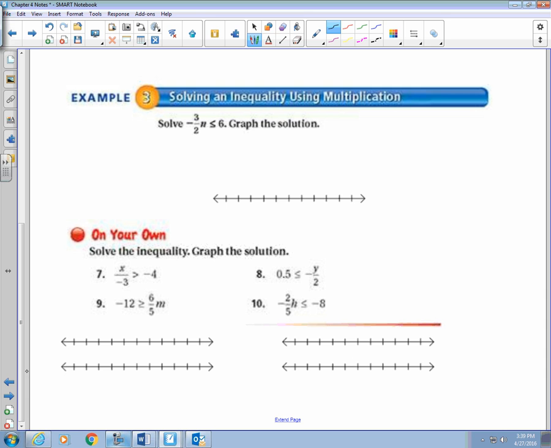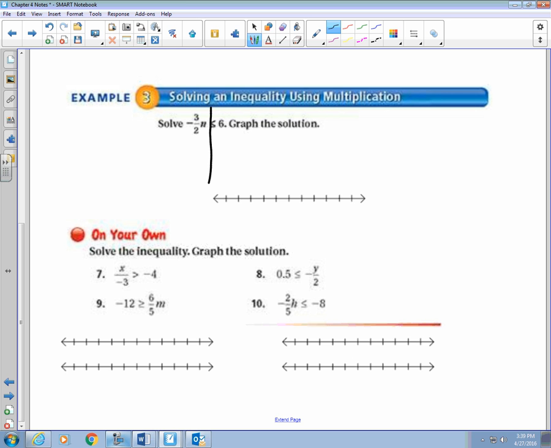Okay, so let's take a look at some examples of that, and it might make more sense to you. So solving an inequality using multiplication first. So let's solve -3/2 times n is less than or equal to 6. I'm going to be honest with you, the problem that we're looking at here for our purposes is really using division to solve this problem, not multiplication. Even though the book teaches a little differently, I want you to do it the way that we learned in class before. So I have -3/2 n is less than or equal to 6.